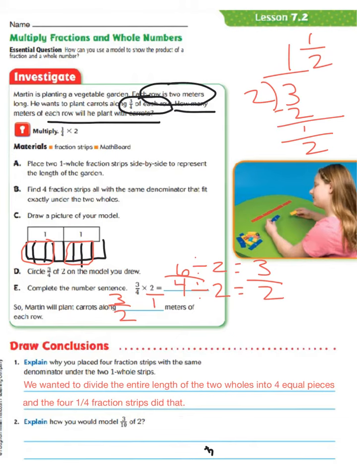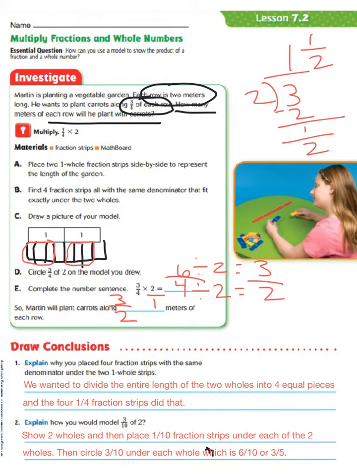Okay, let's take a look at our second question. It says, explain how you would model 3/10 of 2. Well, to model 3/10 of 2, first I would show the 2 wholes and then place the 1/10 fraction strip under each of the 2 wholes. I would use the 1/10 fraction strip because our denominator in the problem is 10. Then I would circle 3/10 under each of the whole numbers and count up the ones I had circled, which would be 6/10. And 6/10, as we know, we can divide each side by 2, so 6/10 can be reduced to 3/5.